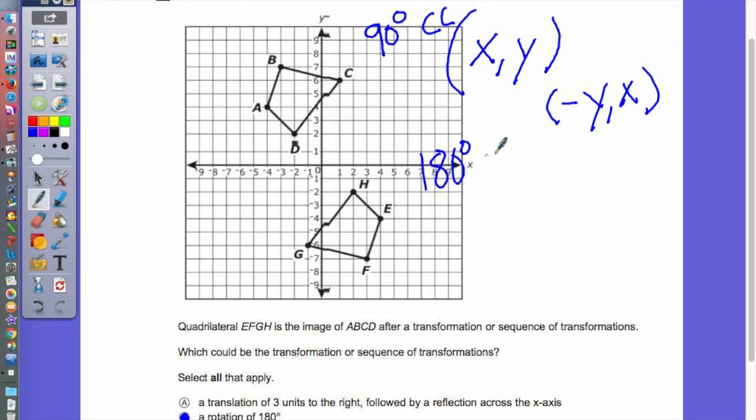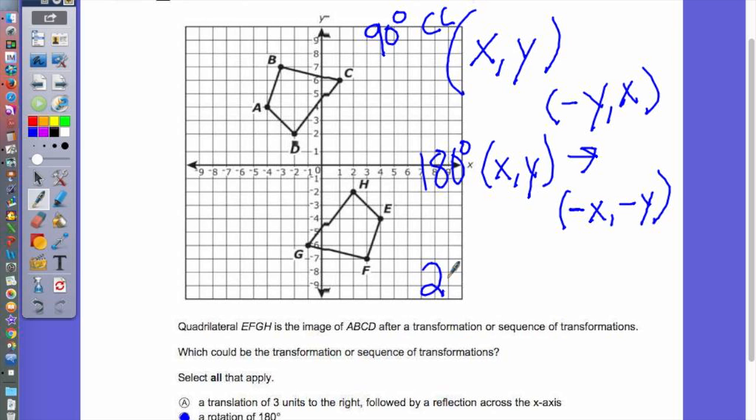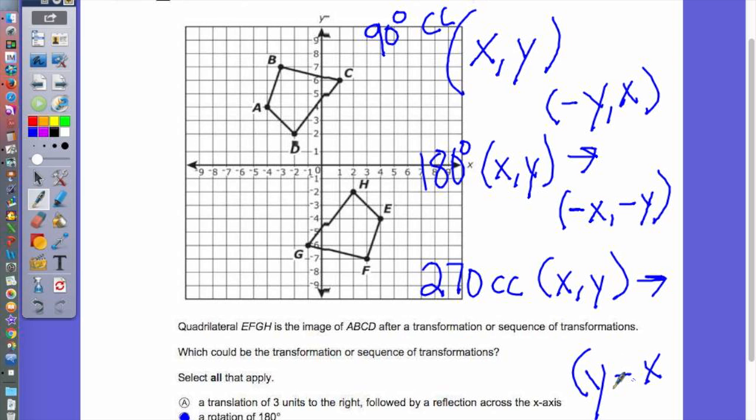What's a 180-degree rotation? XY becomes what? Not YX, it's actually negative X, negative Y. And a rotation of 270 degrees counterclockwise becomes Y, negative X. Okay? So you may want to jot these down. This is one of those things that when you're reviewing, like the night before, and you're like, oh my goodness, Mrs. Falk, what do I review? I would put that on the list.